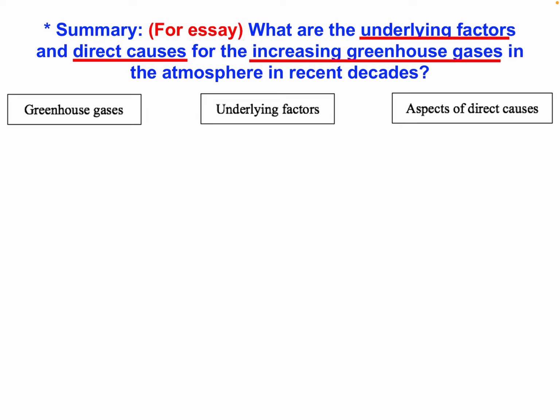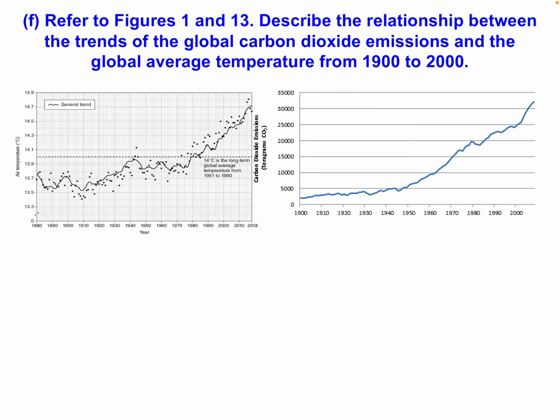I want to finish question F for today's lesson. This part we will skip. When I come back, I will mark together with you all. Just a summary, we learned already. So last question for today: describe the relationship between the trends of global carbon dioxide emissions and the temperature.